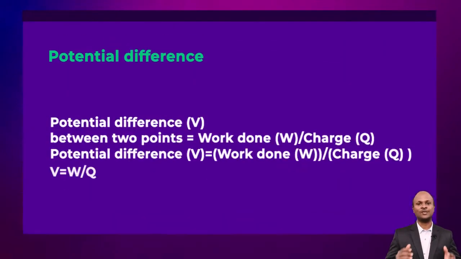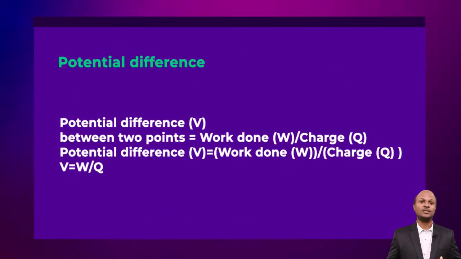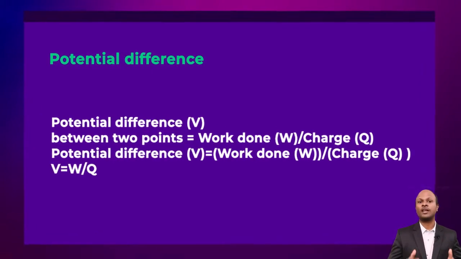We define electrical potential difference between 2 points of an electrical circuit carrying some current as the work done to move a unit charge from one point to another. The potential difference between 2 points is given by work done divided by the charge. If the potential difference is denoted by V, work done by W, and the charge by Q, then V is equal to W by Q.